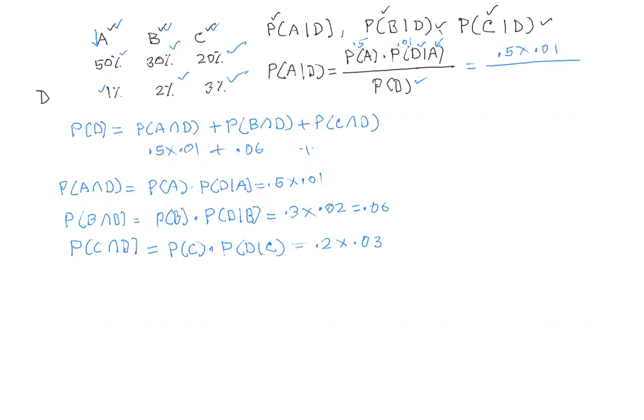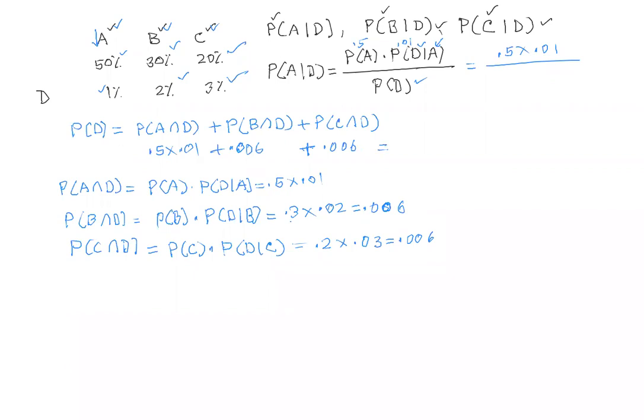Okay, I just made a slight mistake here. 0.3 times 0.02 is 0.006. Okay, it's not 0.06, it's 0.006. If I add them all up, I get the probability of defective.